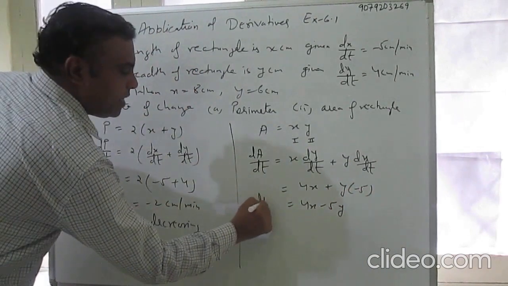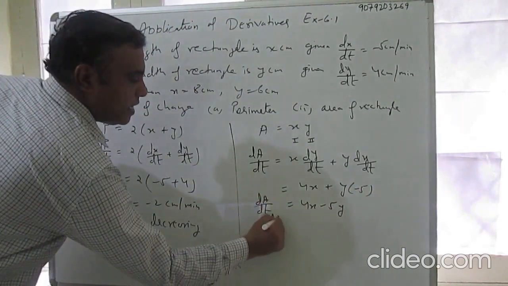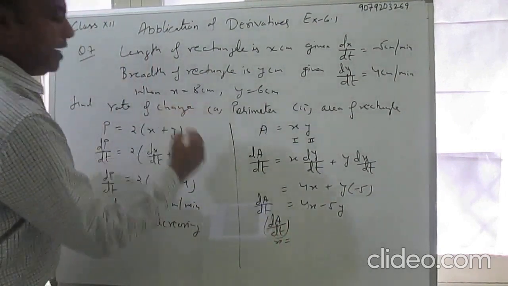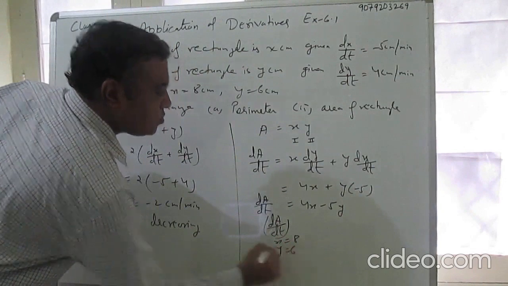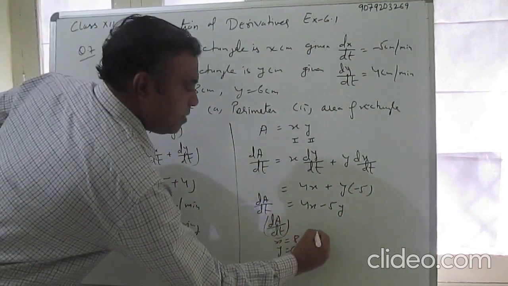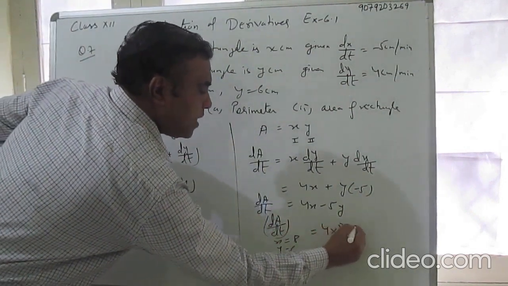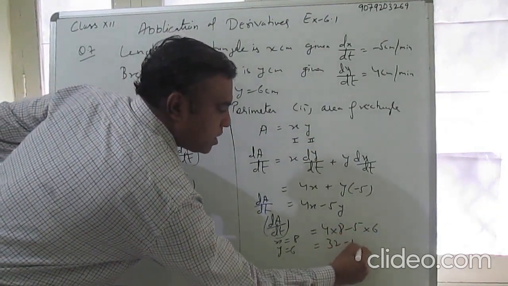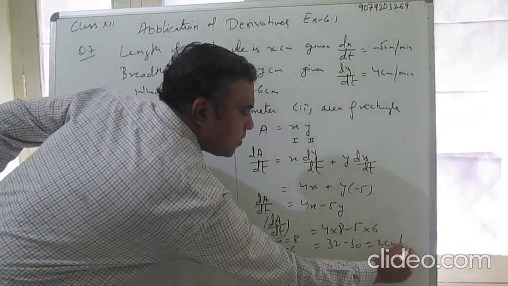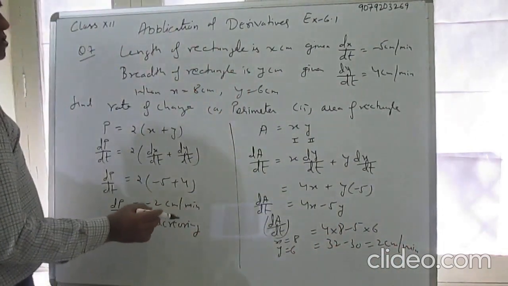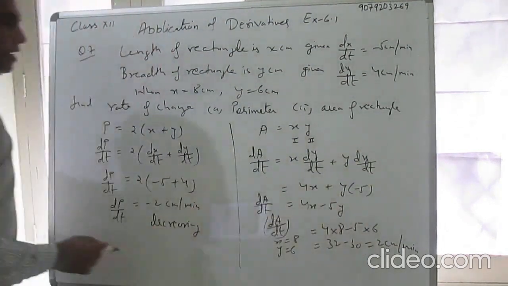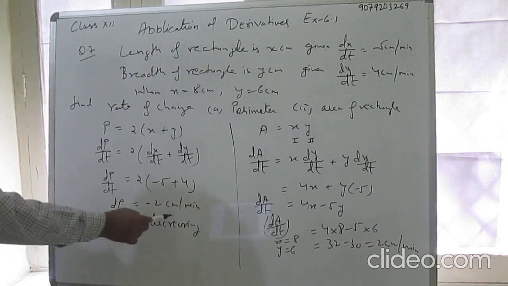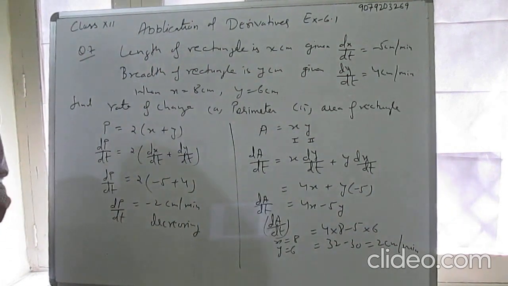Now dA/dt is this. dA/dt at the point x equal to 8 and y equal to 6 becomes 4 into 8 minus 5 into 6. 32 minus 30 is equal to 2 centimeter per minute. So the rate of change of area is 2 centimeter per minute and the rate of change of perimeter is minus 2 centimeter per minute. It is decreasing 2 centimeter per minute.